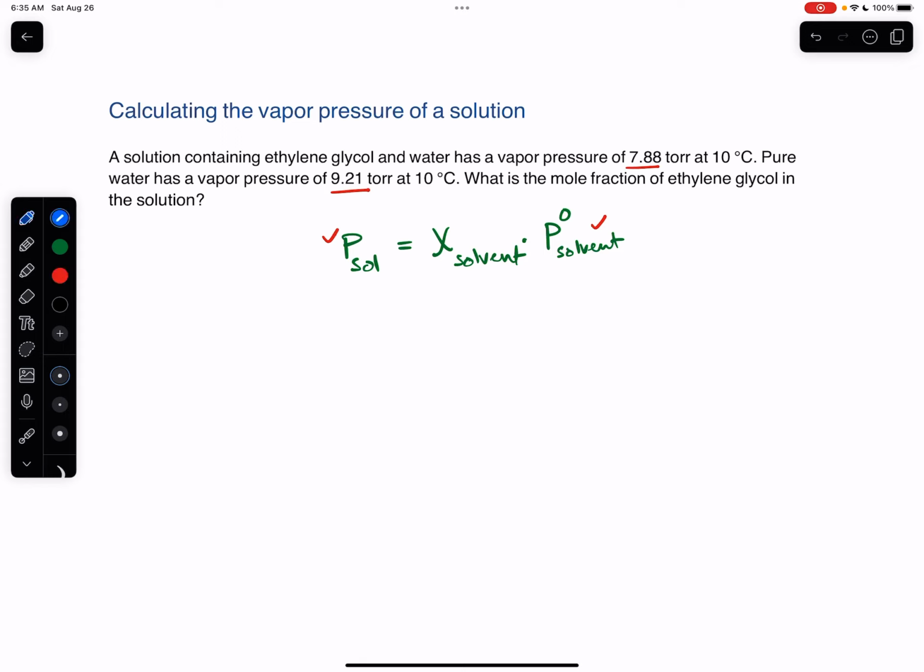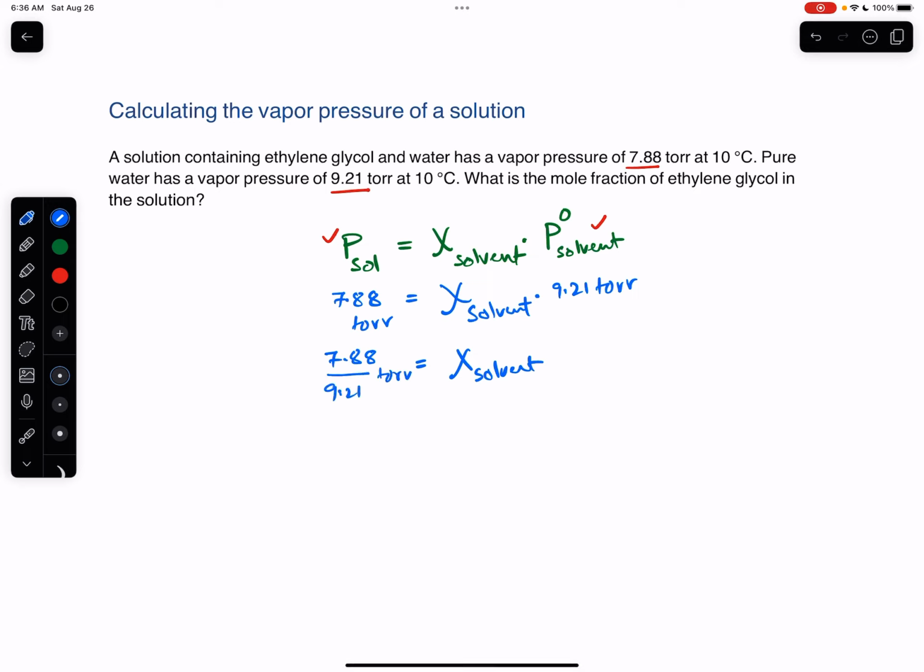So I'm going to plug in 7.88 for the vapor pressure of the solution. I'm going to keep the mole fraction of the solvent because I'm solving for that, and I'm going to plug in the pure solvent, which is 9.21. Let's put the units out here. If I solve for the mole fraction of the solvent, that ends up being 7.88 divided by 9.21 torr.